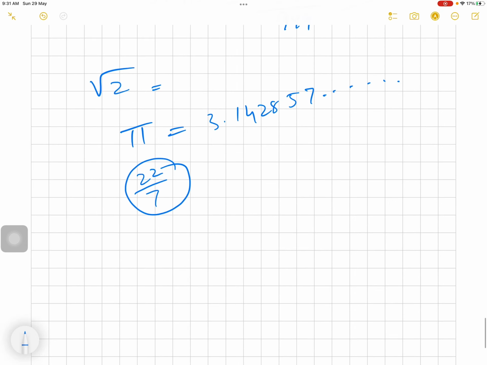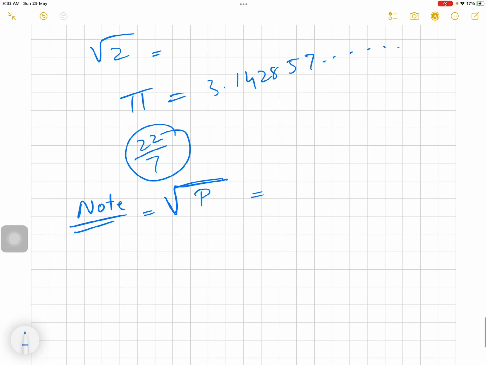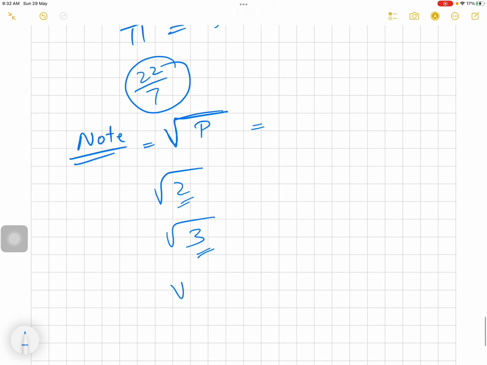Just note the root of a prime number. Let p be a prime number. If you take the square root of p, a prime number, it is always an irrational number. So the square root of a prime number is an irrational number. Root 2 is an irrational number because 2 is a prime number. Root 3 is an irrational number because 3 is a prime number. Root 5 is an irrational number because 5 is a prime number.